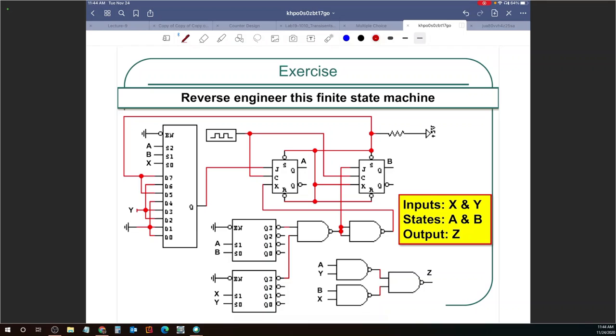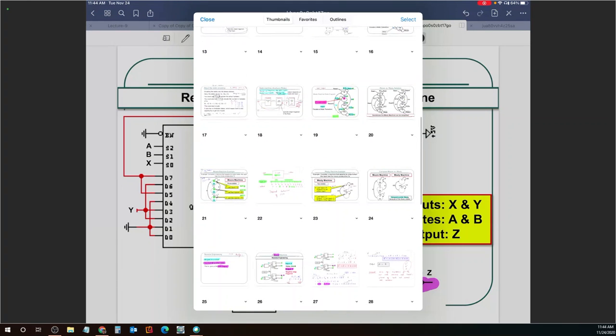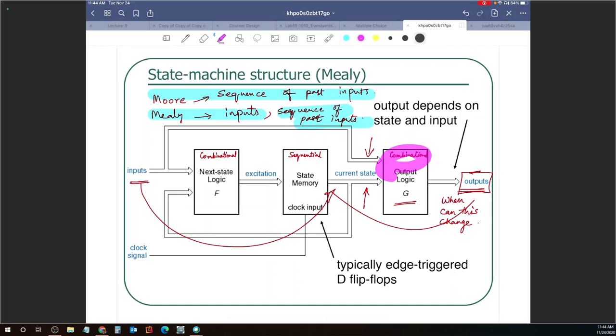Mealy is right, because Z depends on X and Y through this combinational circuit. So I hope you are able to map this to that. You see that? And let us also map this. Let us map this guy.